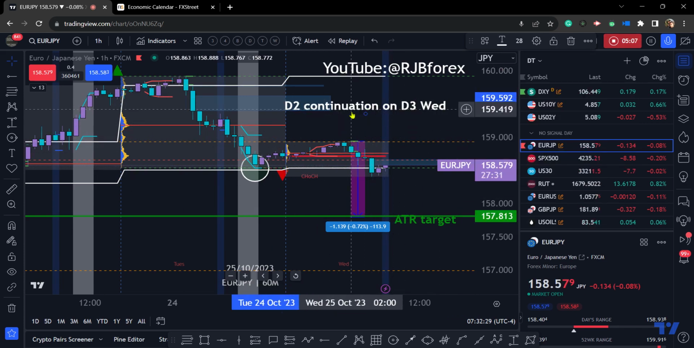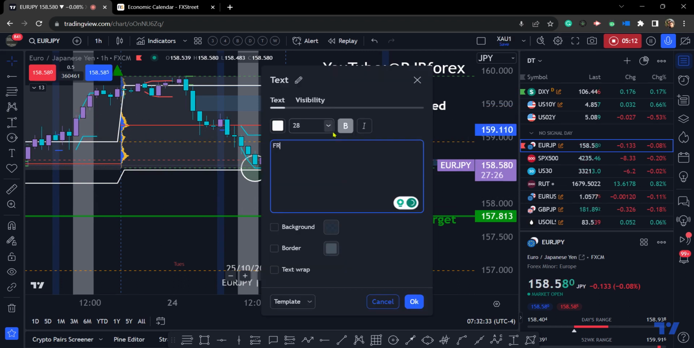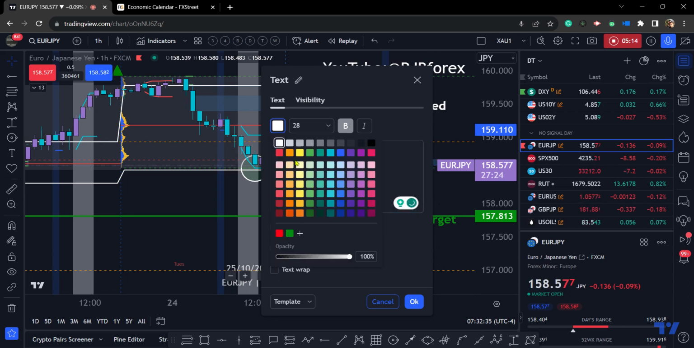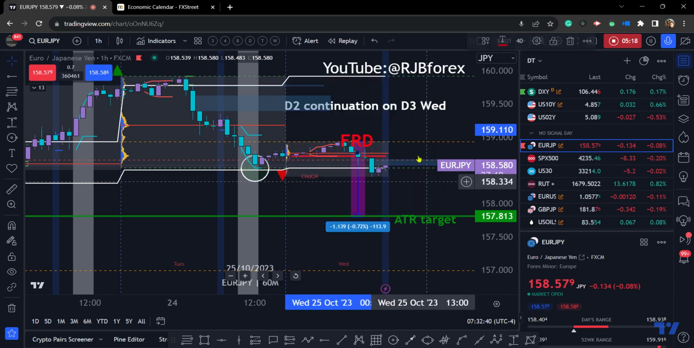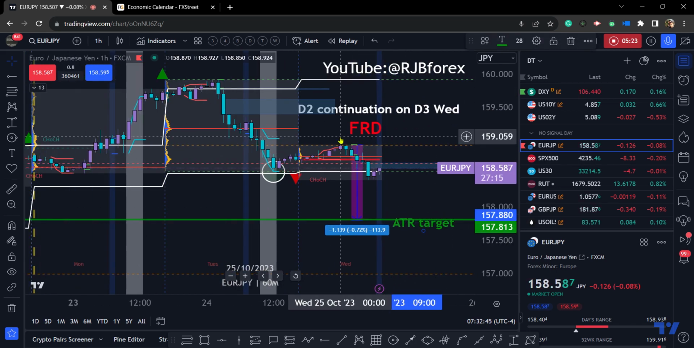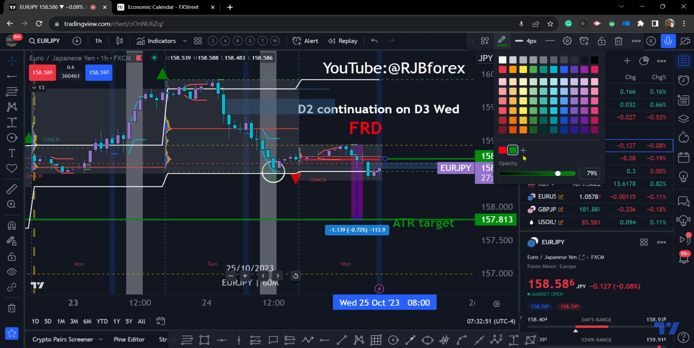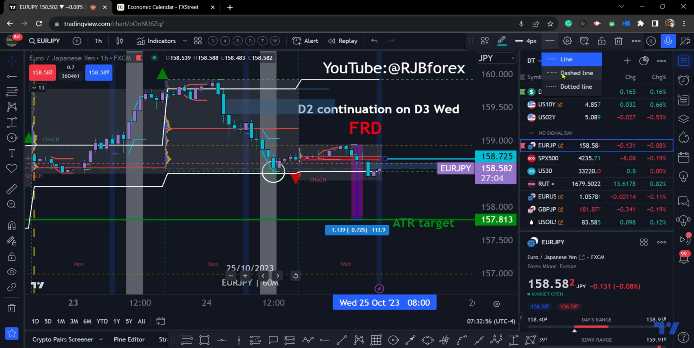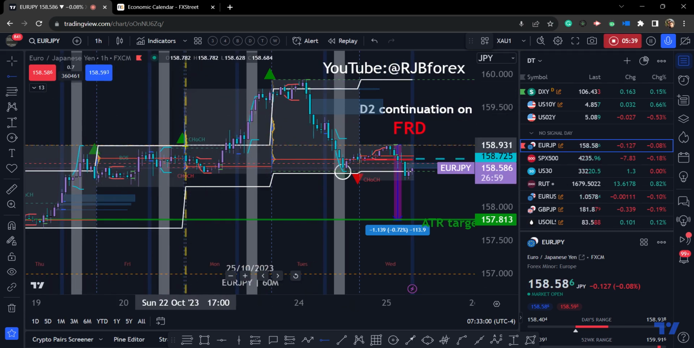ATR target. It's a first green day. It's the first red day. Okay, so it's first red day, day 2 on Wednesday, ATR target. So what we're looking for is the closing price to act as resistance on a pump up. And we've got Friday's closing price in and around there as well.